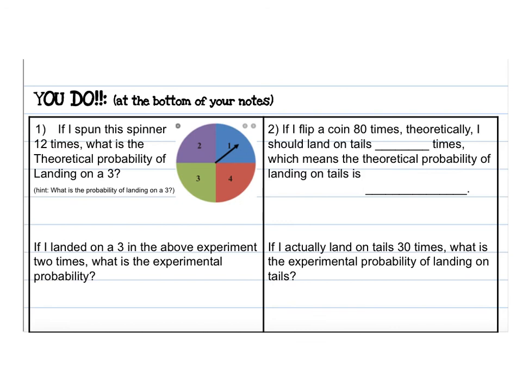Number 2, flipping a coin 80 times, theoretically. So how many times should you land on tails? And then, which means the theoretical probability, so now it's actually asking for the probability. And then if it landed on tails 30 times, what's the experimental probability? So I want to see these at the bottom of your notes.